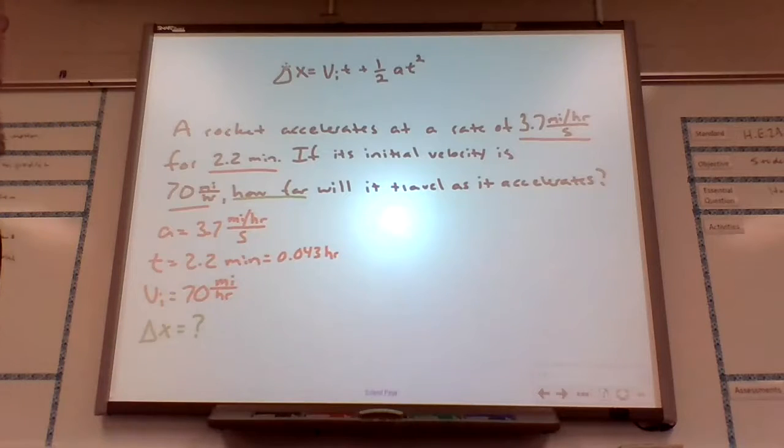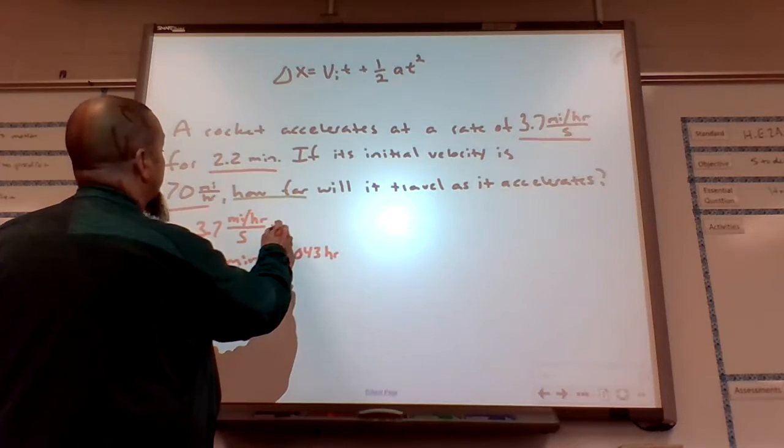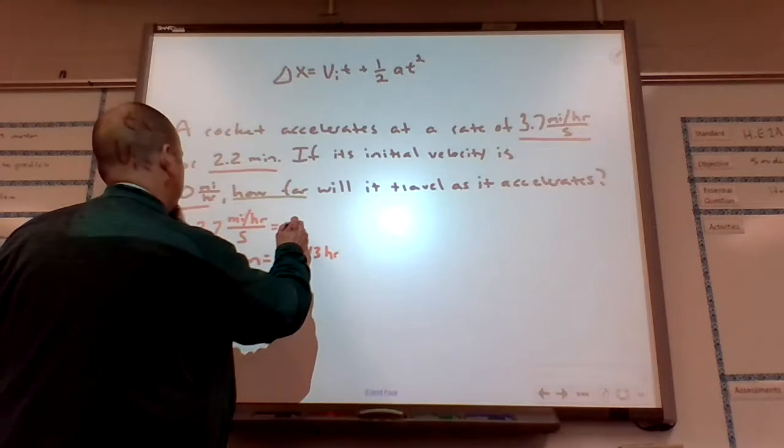And then we're going to convert the miles per hour per second into hours. If it goes 3.7 miles per hour faster every second, multiply that 3.7 by 60, 222, that would tell you how many miles per hour faster it will go in a minute. And then multiply it by 60 again, and that would tell you how many miles per hour faster it would go if it accelerated for an entire hour.